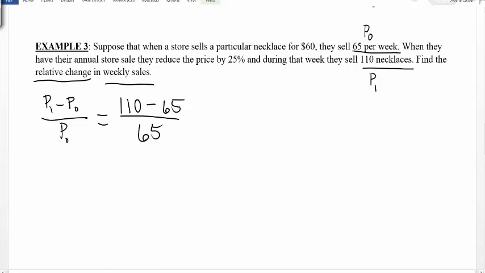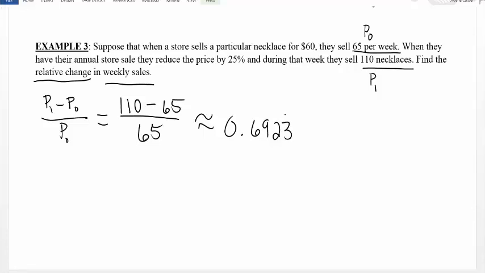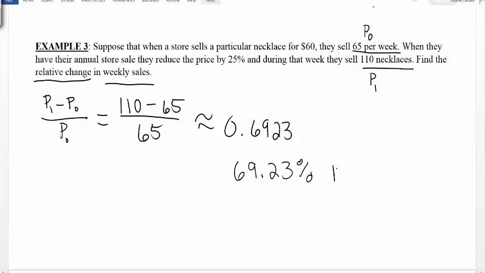And again, we're going to get a decimal number. So I'm going to turn this to approximately. And when we crunch these numbers, I get 0.6923. So again, I'm going to multiply my decimal number by 100 to get the corresponding percentage. And I get 69.23% increase.